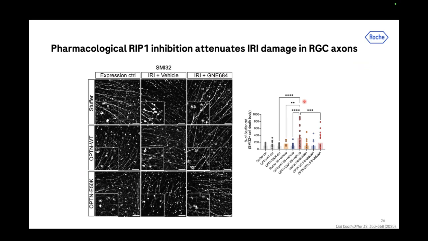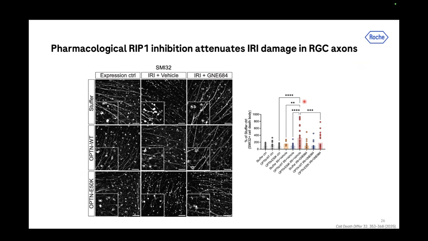So the next step is to test if OPTN E50K-carrying RGCs are more sensitive to IRI damage, and if we can block it with RIP1 inhibition. As shown on the left side, we visualize SMI32 immunostaining as a marker for neurofilament in RGCs and their axons. The top row are control mice expressing a control payload, the middle is expressing wild type optineurin, and the bottom part is the retina expressing the E50K mutation.